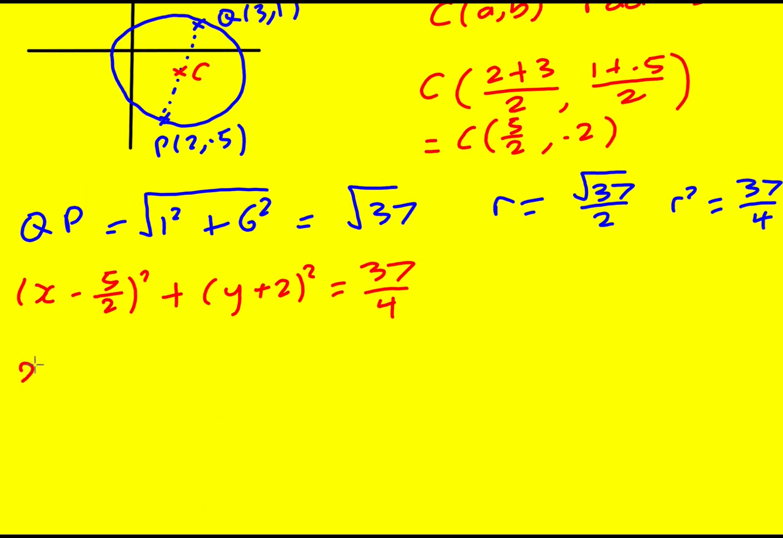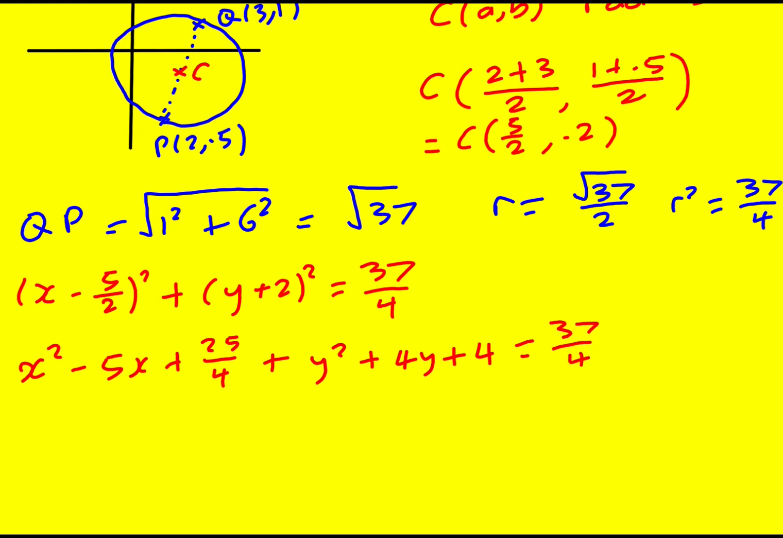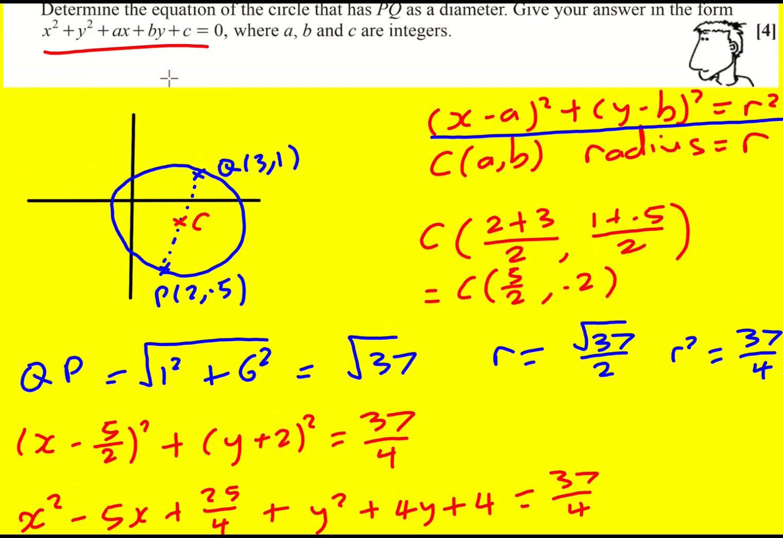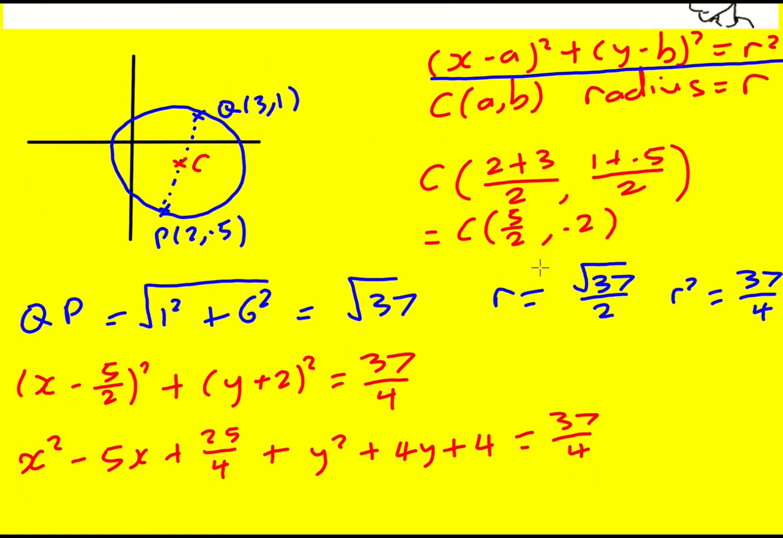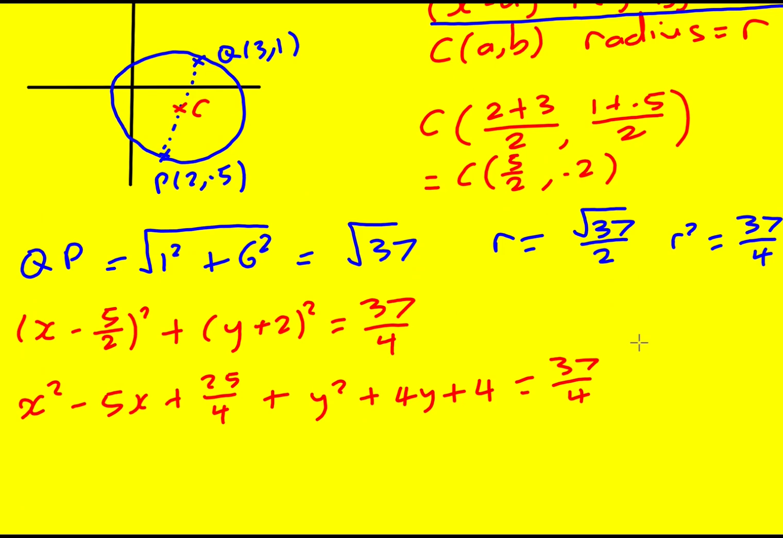So this is a double bracket. I'm going to get x squared minus 5x when I do my cross multiplication, minus 5 over 2 x, and another minus 5 over 2 x, plus 25 over 4 when I do minus 5 over 2 times minus 5 over 2. Similar over here, this one's a bit quicker, so y squared plus 4y plus 4. And that's going to equal 37 over 4. Now I don't want to multiply through by 4 or anything because in the final answer we've just got x squared. So I'm going to hope that this cancels.